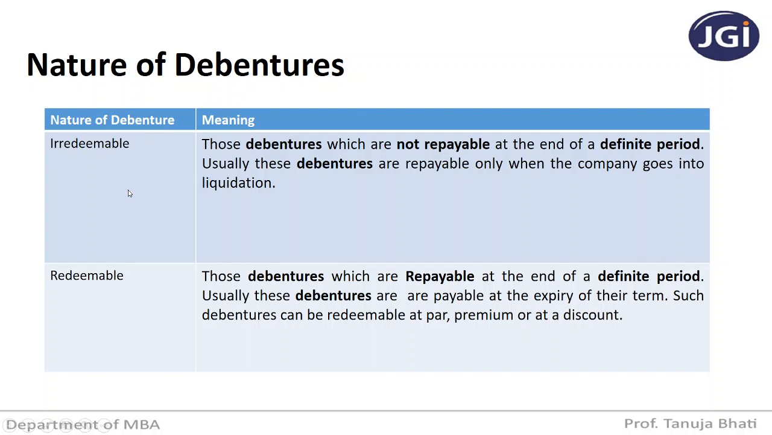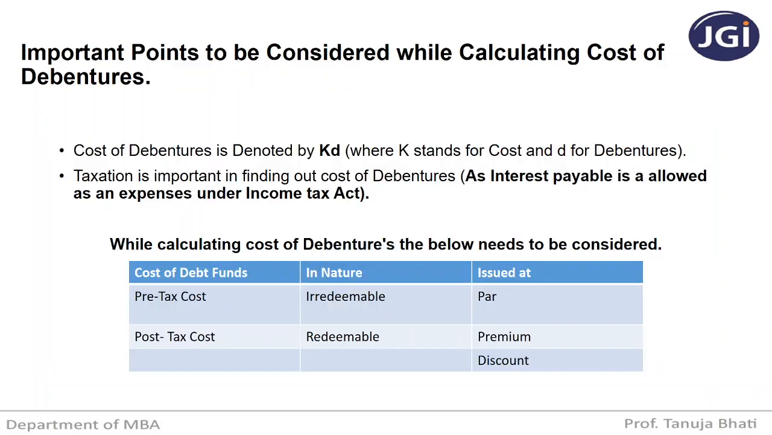Irredeemable means wherein it is not given that the company is going to repay the debentures, then you should consider that it is irredeemable. Where the period of repayment is given, it means it is redeemable debentures. Is this clear? And pre-tax cost, post-tax cost will be clearly mentioned in the problem, whether the debentures are after tax or before tax. Irredeemable means debentures are not repayable by the company. Redeemable means the repayment is going to be made by the company within a definite period of time.